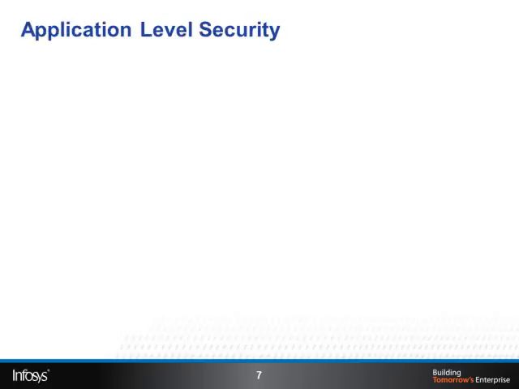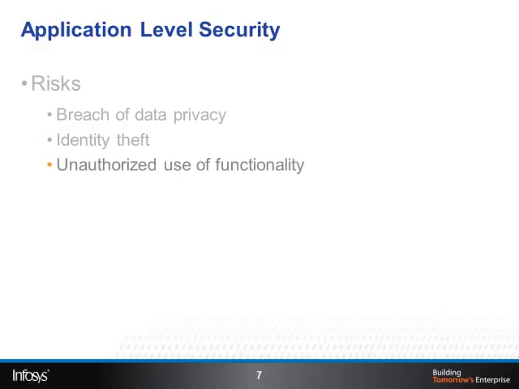Application level security. The risks associated with the security of an application can be breach of data privacy, wherein an unauthorized person may try to access confidential information; identity theft, which is a form of fraud in which someone pretends to be someone else by assuming that person's identity; unauthorized use of functionality, which typically can include malicious elevation of privileges; lack of accountability, which is often an organizational policy requirement and directly supports non-repudiation; deterrence, fault isolation, intrusion detection and prevention.